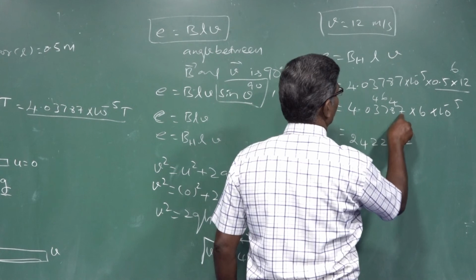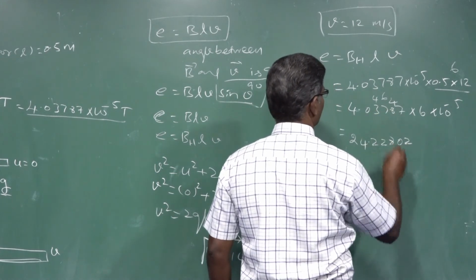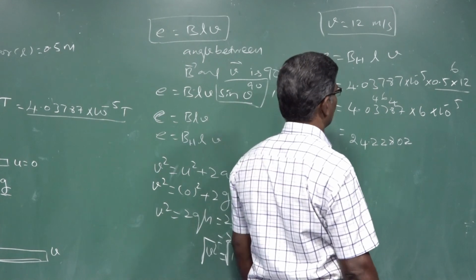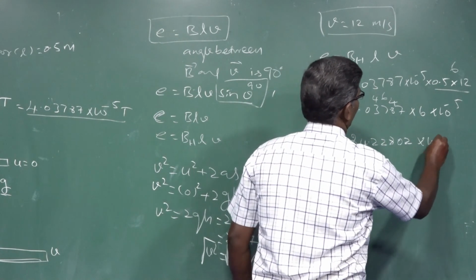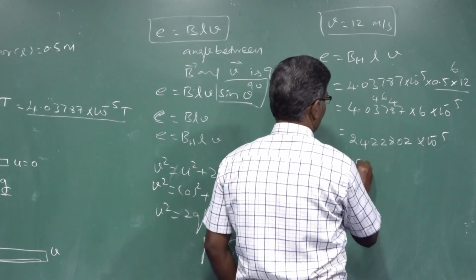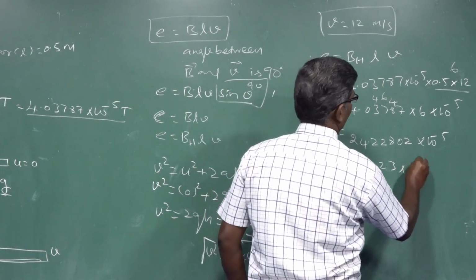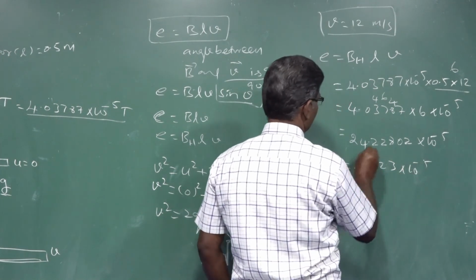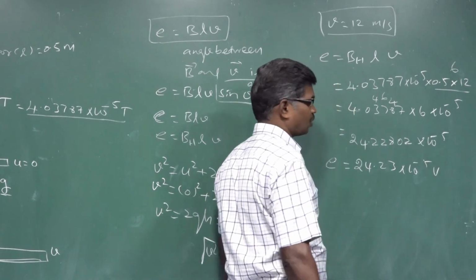How many decimal places? 1, 2, 3, 4, 5. That is 24.22802 into 10 to the power minus 5. We will round off, so 24.23 into 10 to the power minus 5. That is the EMF induced. EMF is measured in volt.